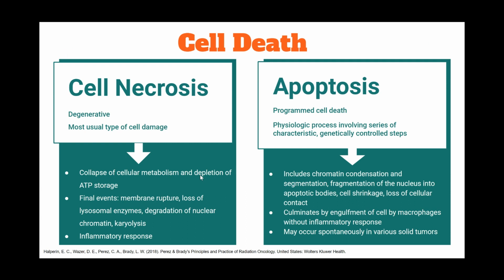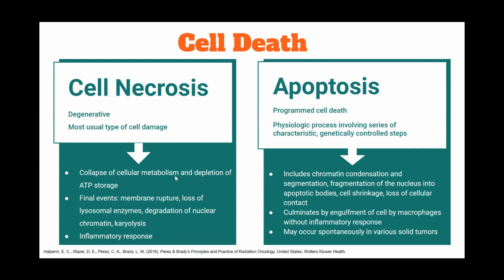Now, how can cell death occur? Cell death can occur in two ways: by cell necrosis or by apoptosis. Cell necrosis, we know, is degenerative. Usually, that's how cell death happens, while apoptosis is programmed. It's a physiological process, and there are genetically controlled steps.